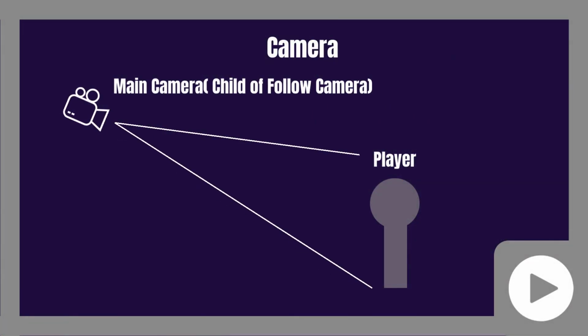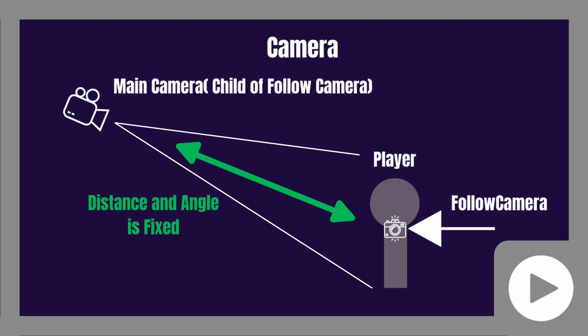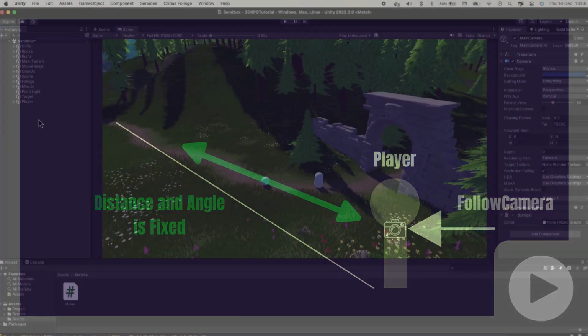Here's our camera pointing at our player. The idea is to position the follow camera exactly where the player is, then make the main camera a child of this follow camera. This allows us to maintain a fixed distance and angle from the player, which we can adjust for zoom and different views.